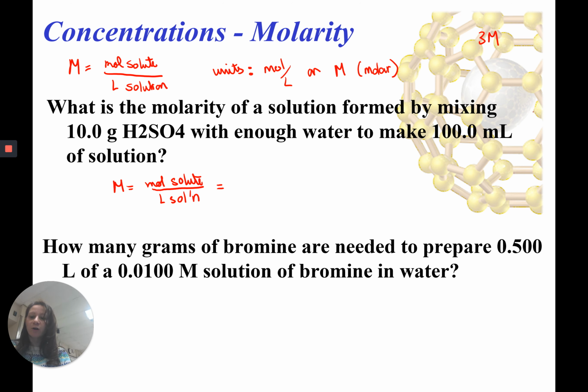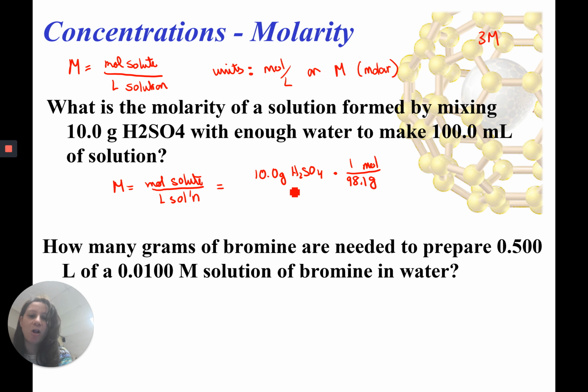We need moles. We're given grams, so we can convert 10.0 grams of H2SO4. We're going to put grams on the bottom, moles on top. 1 mole is 98.1 grams. That's the molar mass of sulfuric acid. Now you can stop there, calculate that. That's going to be the moles, and then you take it, divide by the liters of solution, or you can do it as one big calculation. So that's what I'm going to do. I'm going to do one big calculation.